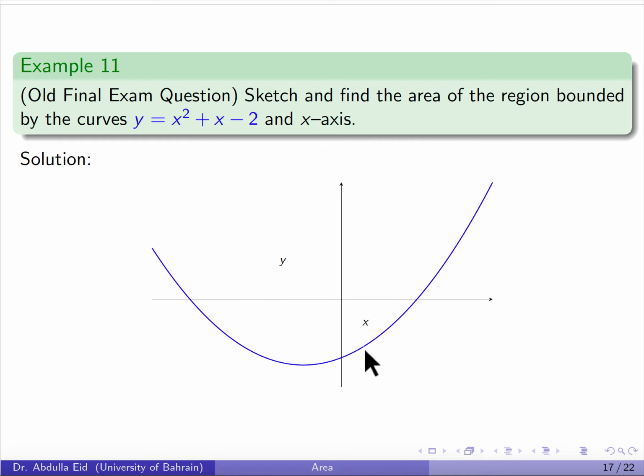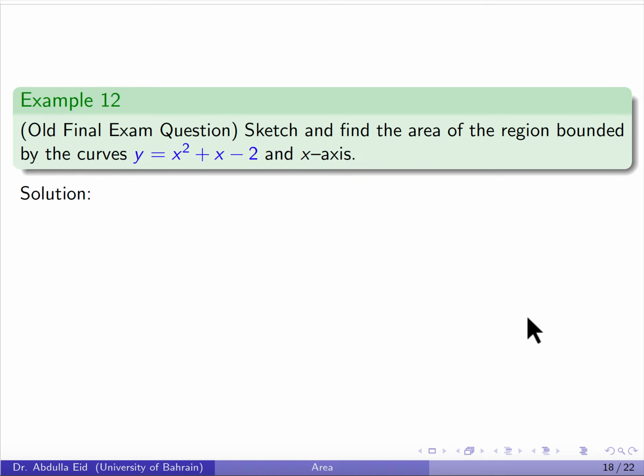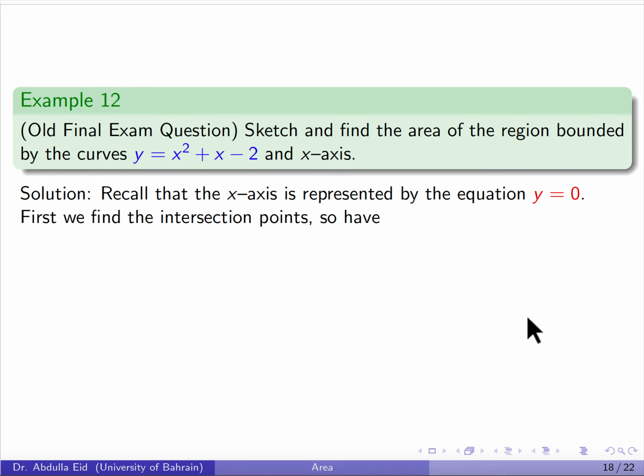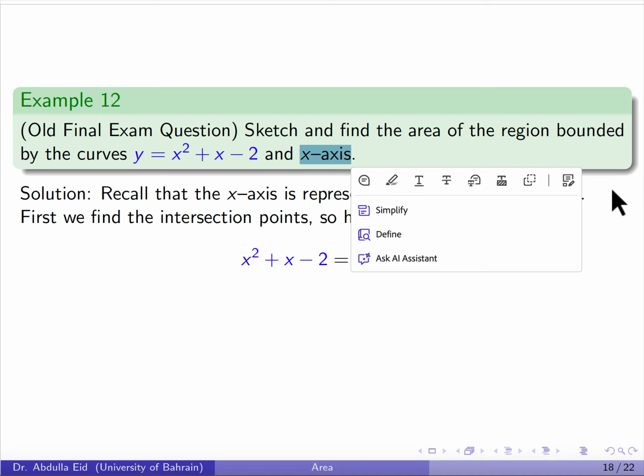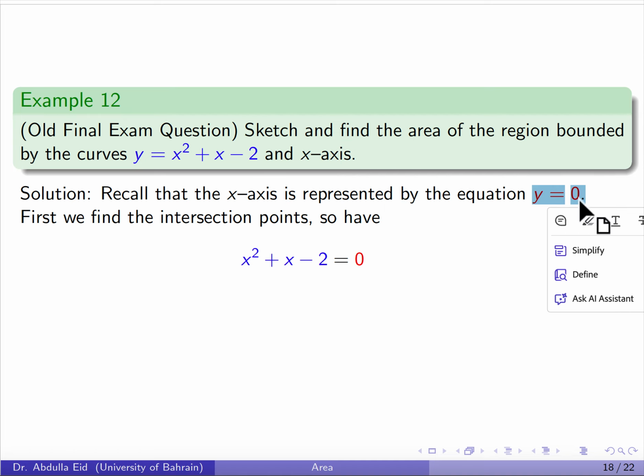This is the graph. Now, where is the x-axis? The x-axis is this line. If you can see it here, it's this line here. This line is the x-axis. So the intersection, it's clear, happens at 2 points. So we just need to find it. The intersection, of course, will be the blue function, y equal x squared plus x negative 2. The x-axis is represented by y equal to 0. That's the x-axis.